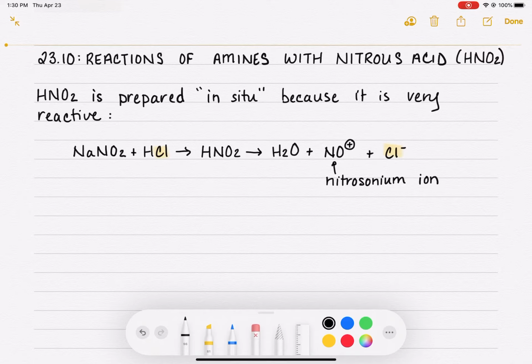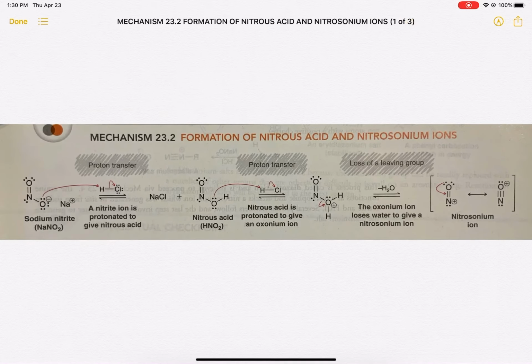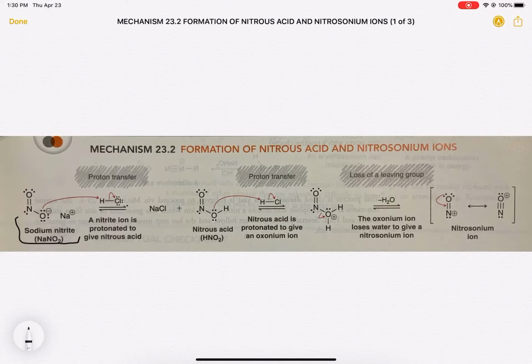And even though we say that we're looking at the reactions of amines with nitrous acid, we're actually looking at the reactions of amines with this nitrosonium ion. That's really our reactive species. If you're curious about how this happens, you've got a picture of the mechanism of this reaction in your book. It's 23.2. It starts with the sodium nitrite reacting with hydrochloric acid, showing you the formation of nitrous acid, and then the decomposition of the nitrous acid to form the nitrosonium ion. So here you get a picture of what the nitrosonium ion looks like. There's its predominant resonance structure.